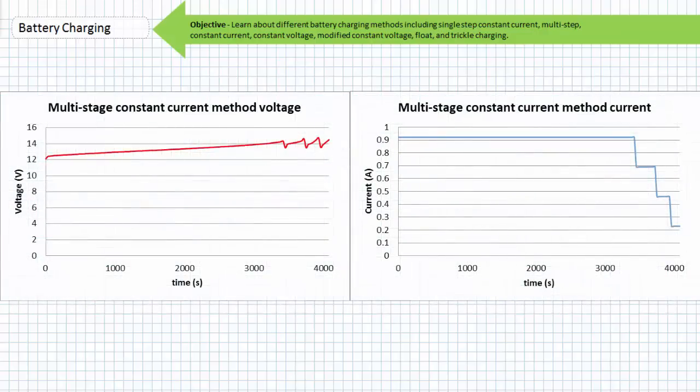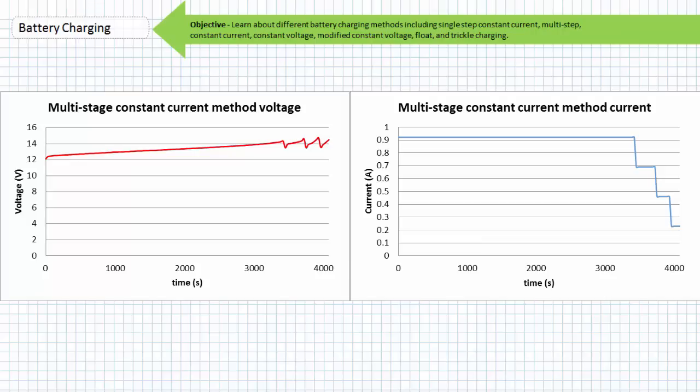Here's the graph for the multi-step constant current charge method. In this case, the charger uses 4 distinct constant current charge stages. Stage 1 is characterized by a 0.4 C20 charge rate. In this case, 0.4 times 2.3 is 0.92 amps, or 920 milliamperes. The charger maintains this charge rate for quite some time, and during this time, the battery voltage steadily rises to the gassing voltage of 14.4 volts. Any further charging at this rate could potentially damage the battery.